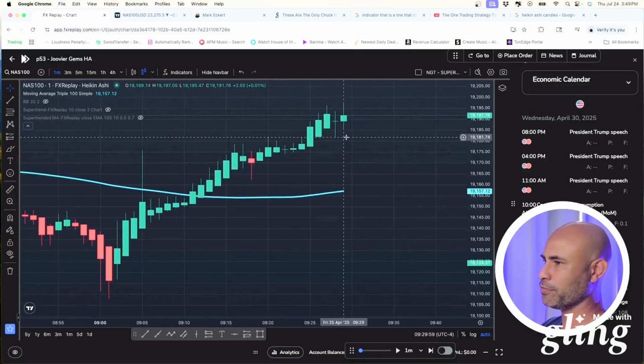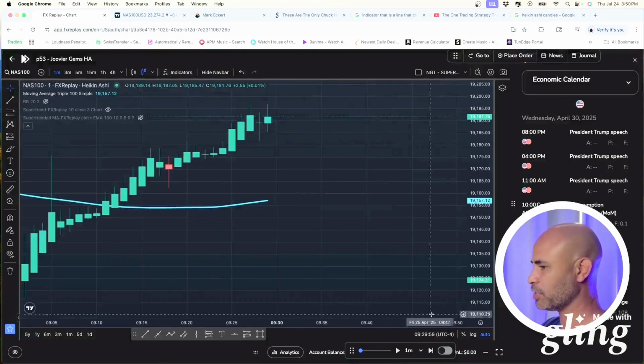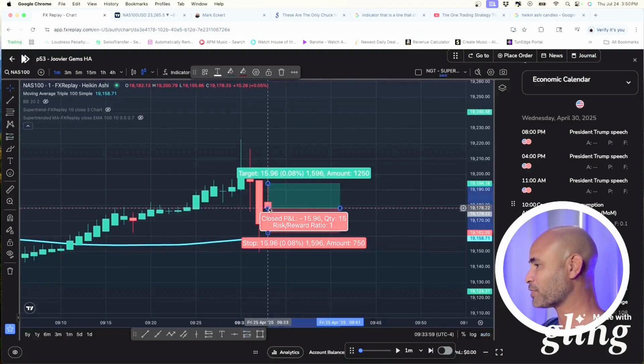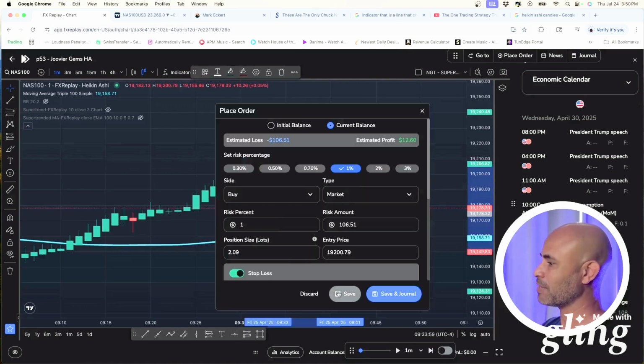Next day, April 25th. There's no news today. We're currently above the 100 EMA. Let's see where this takes us. We got a huge red doji. Once again, this is happening in the first 3 minutes. I'm gonna pull this below this low point and this at a 1-to-1, and we're gonna place a trade.